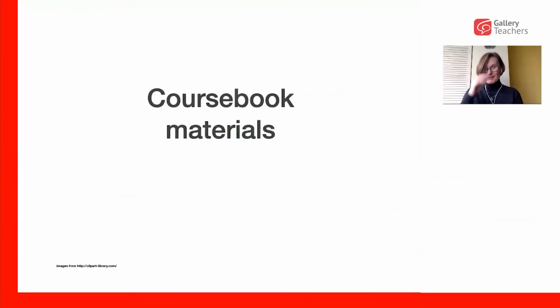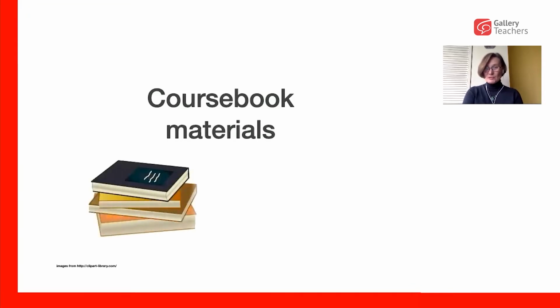And to start with, I want to clarify what I mean by coursebook materials. It's not only the course books that you use, but it's also the teacher's book and usually workbook and some recordings or CDs that go together with these coursebook materials. All together, the whole package is coursebook materials.